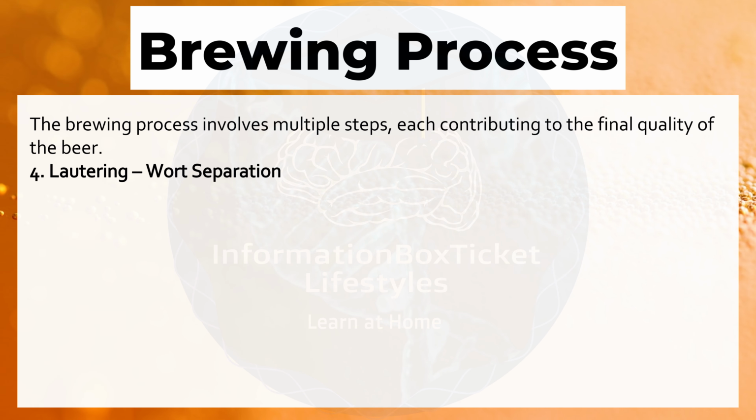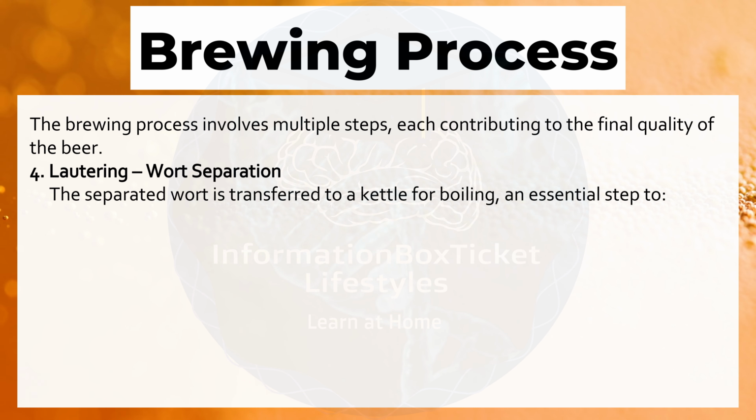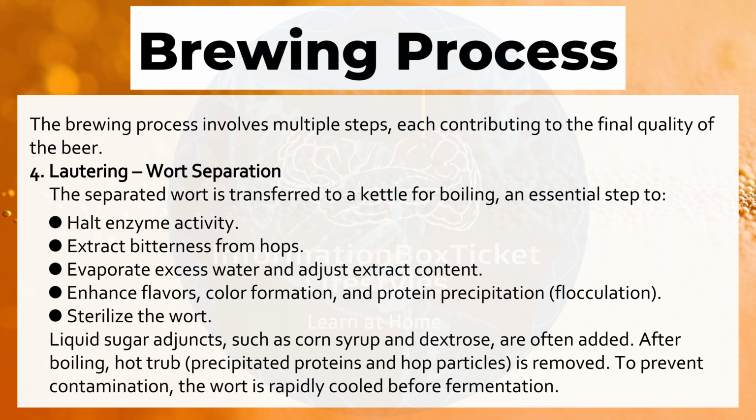Fifth, wort boiling and hops addition. The separated wort is transferred to a kettle for boiling, an essential step to halt enzyme activity. Extract bitterness from hops. Evaporate excess water and adjust extract content. Enhance flavors, color formation, and protein precipitation, flocculation. Sterilize the wort. Liquid sugar adjuncts, such as corn syrup and dextrose, are often added. After boiling, hot trub, precipitated proteins and hop particles, is removed. To prevent contamination, the wort is rapidly cooled before fermentation.